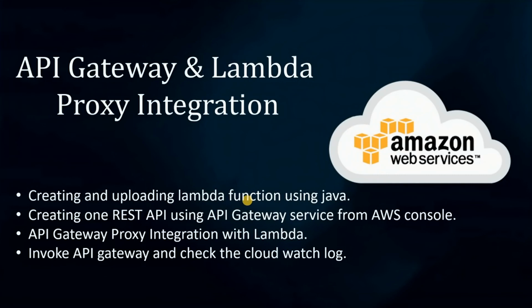Okay, so in this video we are going to create one Lambda function using Java, and then we'll come back and create one API Gateway, just configure one REST API using the AWS console. Then next part is we'll see how the proxy integration works in API Gateway and Lambda, because nowadays most of the people are using this serverless architecture, like using Lambda for any of the processing and API Gateway for all their services, because you don't need to take care of the environment, right?